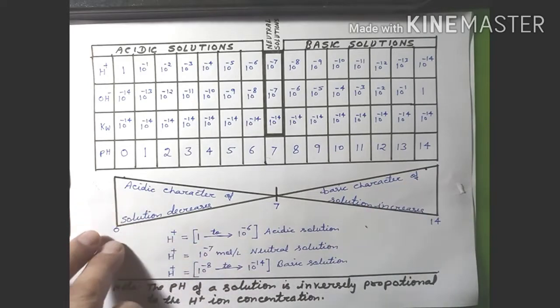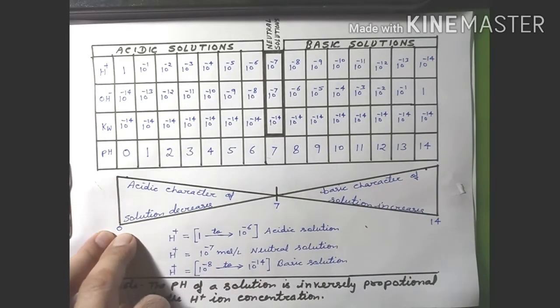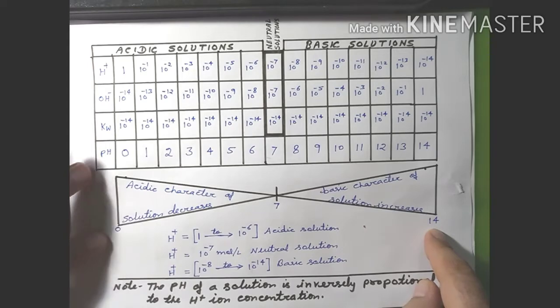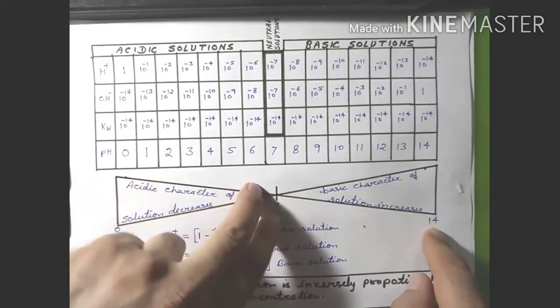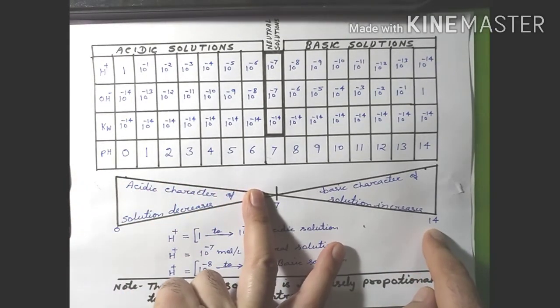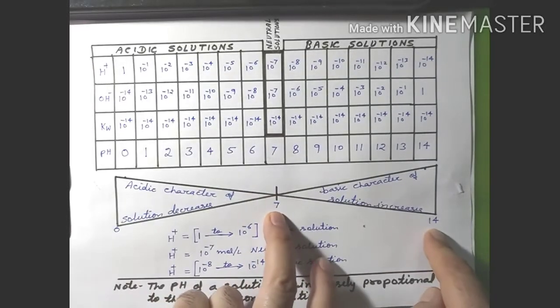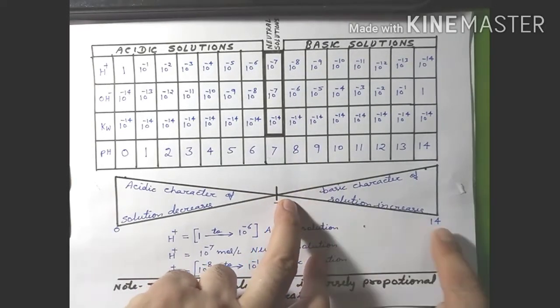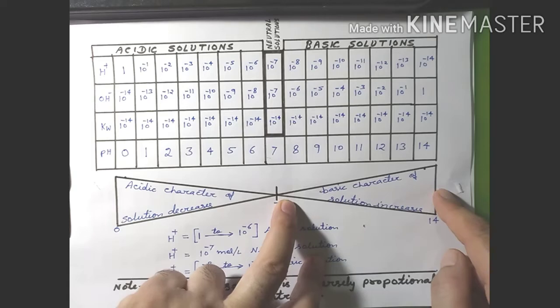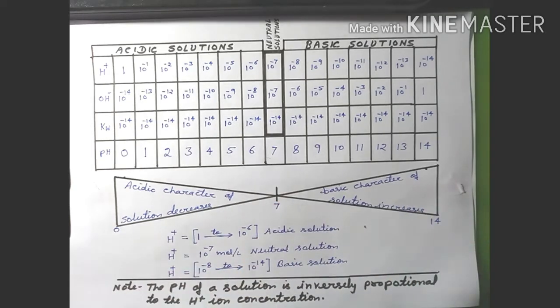Now if overall we study from 0 to 14, we see that from 0 to 6 the acidic character decreases. At 7 the solution becomes neutral, and then from 8 to 14 the basic character increases. So always remember, on moving from left to right from 0 to 14, first the strength of the acidic solution decreases, and then the strength of the basic solution increases.